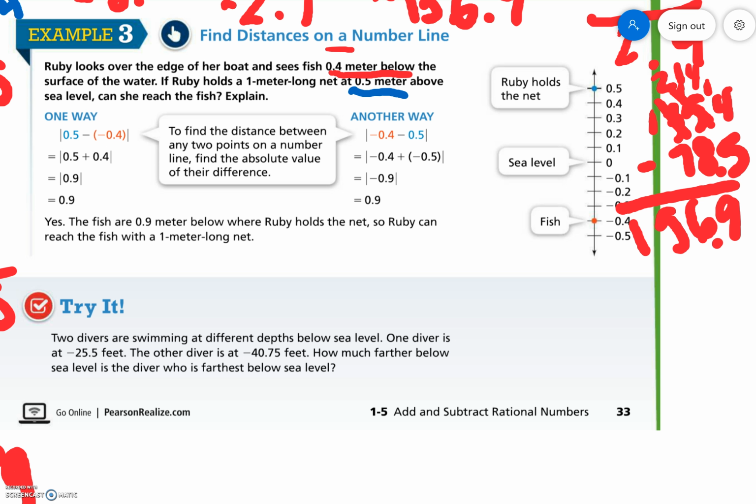There are two ways to do this. 0.5 minus negative 0.4 gives us 0.9. Or you can write it the other way. 0.4 minus 0.5 to get the same answer. So the fish are 0.9 meters below where Ruby holds the net. So Ruby can reach the fish with her 1 meter long net, as long as it was under 1 meter.